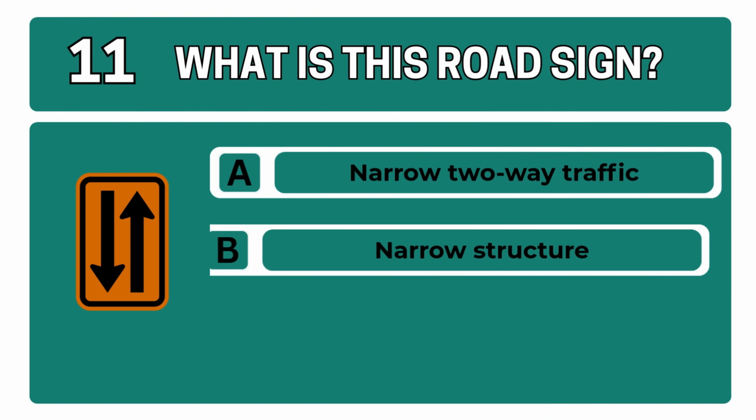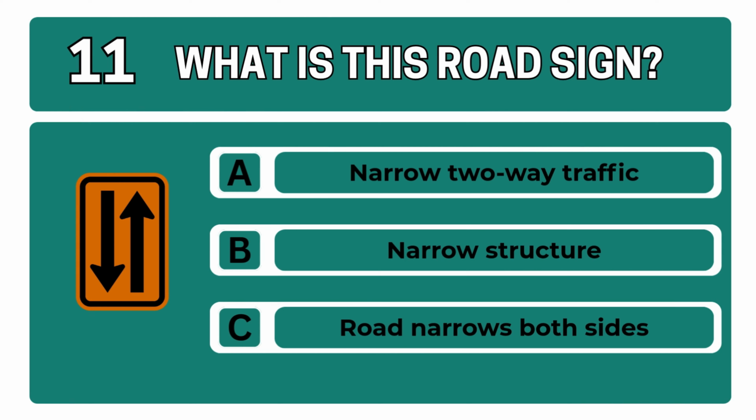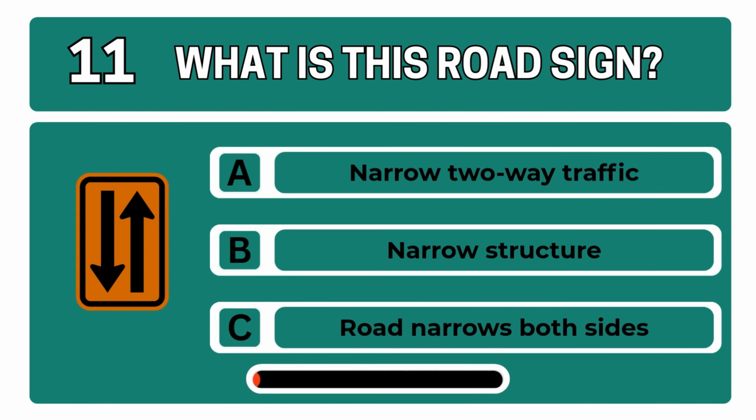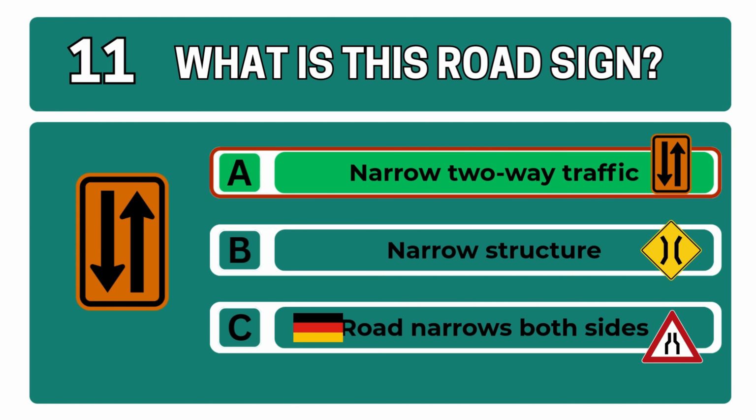Question 11. What is this road sign? A. Narrow two-way traffic. B. Narrow structure. C. Road narrows both sides. The answer is A. Narrow two-way traffic.